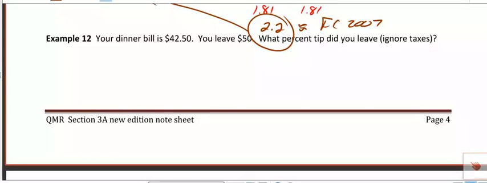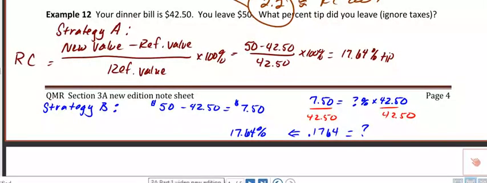There are many ways to figure this out. I'm going to show you a couple, but I want you to think about it, come up with a strategy, come up with an answer, pause the video, and when you're done, put the video back on. So I've set up two different strategies depending on how you looked at it. Strategy A, I used that relative change formula that we saw earlier because I had a new value and a reference value. Then I can very easily figure out what percent $50 is over $42.50.